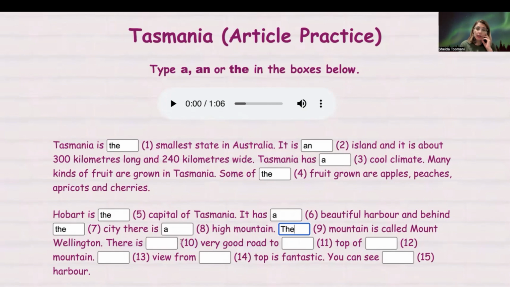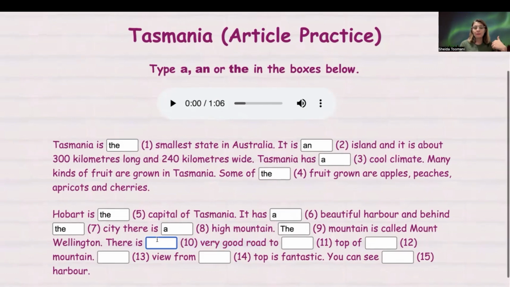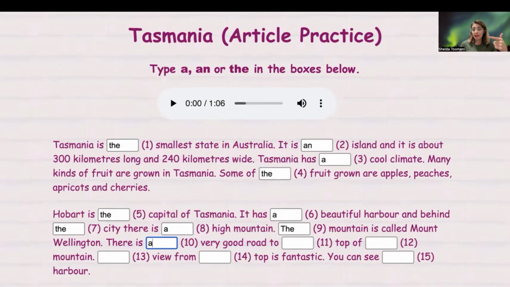And then we have, there is very good road. Again, so far we don't have any other information about the road. It is the first time it is introduced. It is not familiar and known yet. So A or An. That's right. It's there is a very good road. It's A. There is a very good road to top of. Again, something of something else. Yes, that's right. The top of the mountain. Do we know anything about the mountain? Yes, it says Mount Wellington. So top of the mountain.